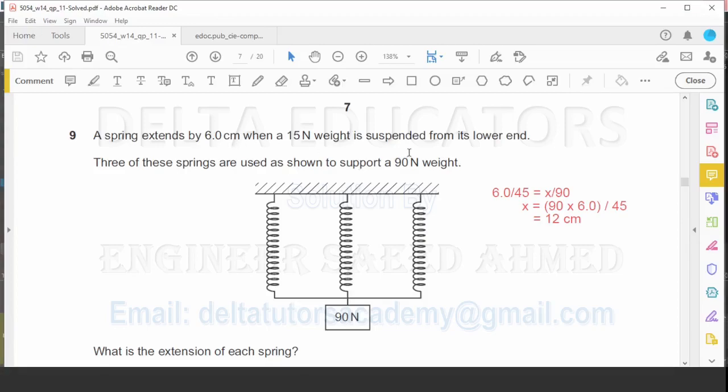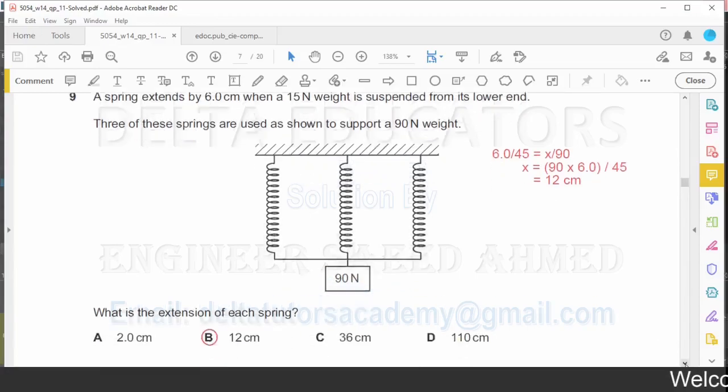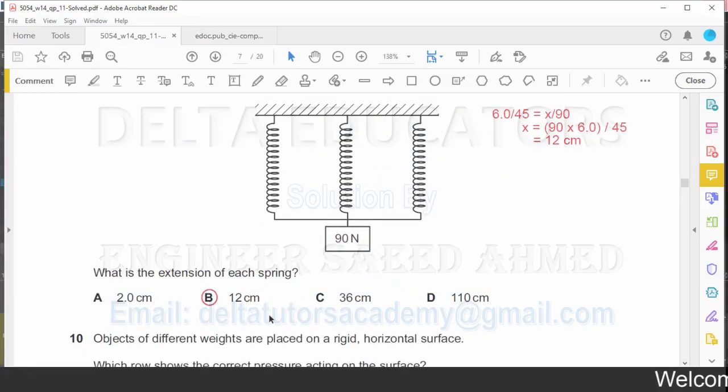Now here we have weight of 90 Newton. So for the 90 Newton weight, the extension will be definitely twice of this 6 centimeter, which means it will be 12 centimeter. So 12 centimeter is given in option B. So our correct option is option B.